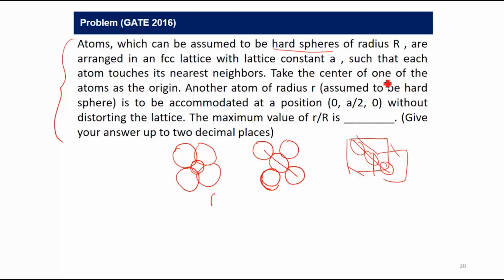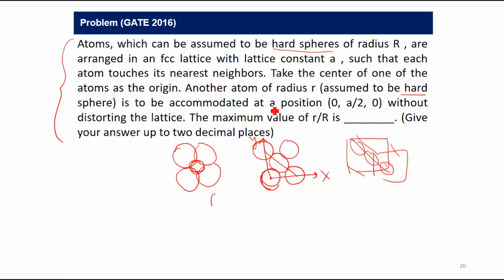Take the center as one of the atoms as the origin. I take this as the origin. Let's say this is my x-axis, this is y-axis. Another atom of radius small r, assumed to be a hard sphere. That means this also cannot get squeezed. Why are they continuously using the word hard? So that this cannot get squeezed. Its shape and size will remain the same.